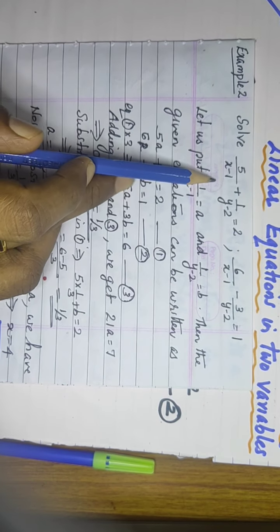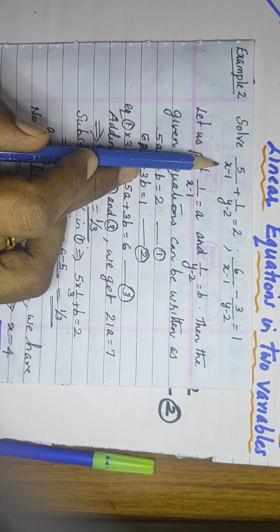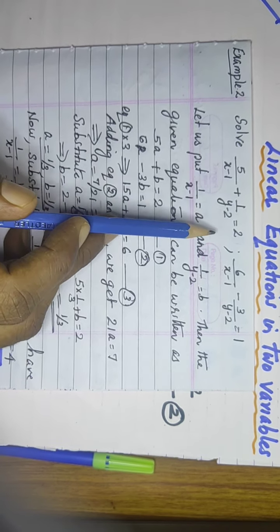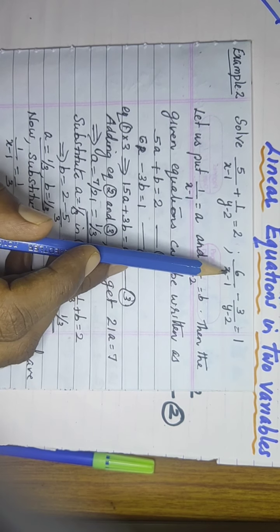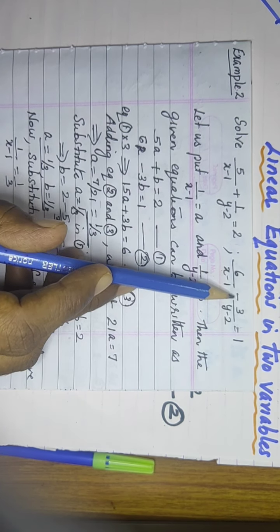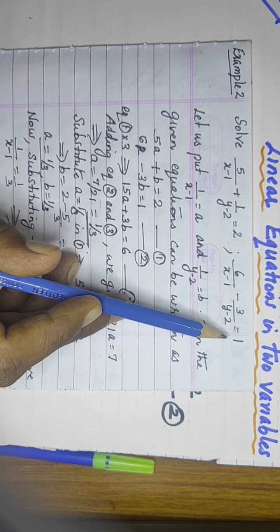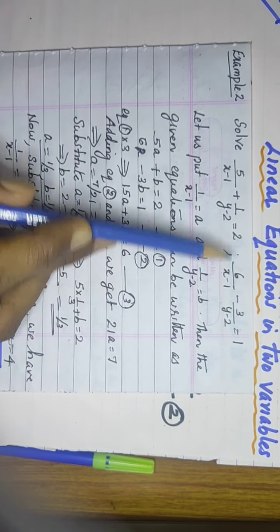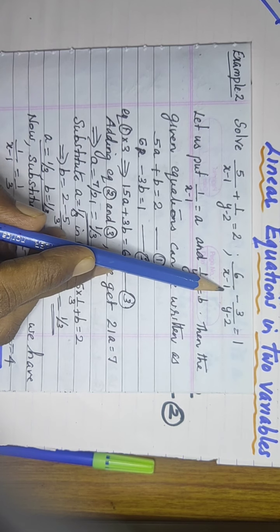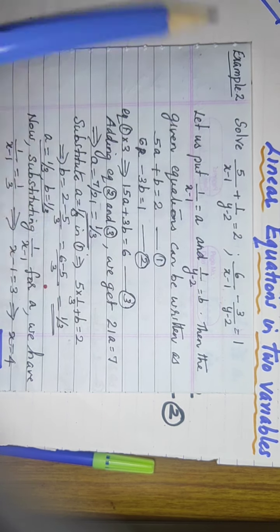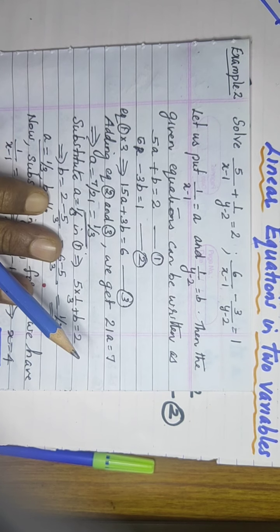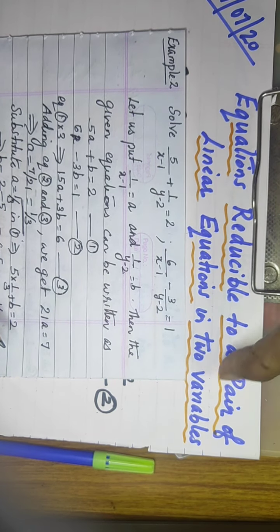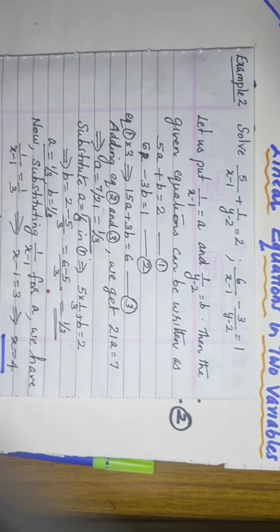Let us solve one more problem. Solve 5 by x minus 1 plus 1 by y minus 2 is equal to 2, and 6 by x minus 1 minus 3 by y minus 2 is equal to 1. Again, these equations are not in linear form, so our first duty is to convert this into linear form. That's what our heading says: linear equations reducible to a pair of linear equations in two variables.